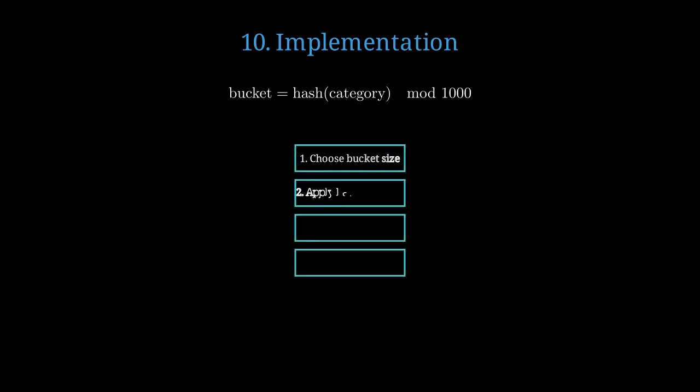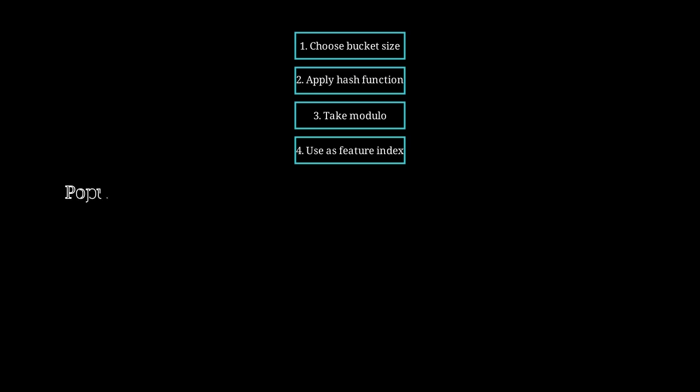Let's see how to implement the hashed feature pattern in practice. The basic formula is to hash the category string and take modulo of your chosen bucket count, like 1,000. Implementation follows 4 simple steps. Choose bucket size, apply hash function, take modulo, and use the result as your feature index. This pattern is extremely popular in large-scale production machine learning systems at companies like Google, Facebook, and Amazon.